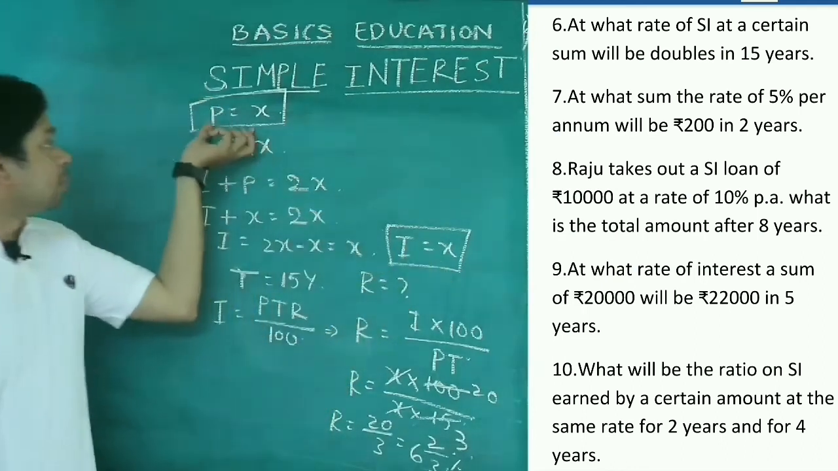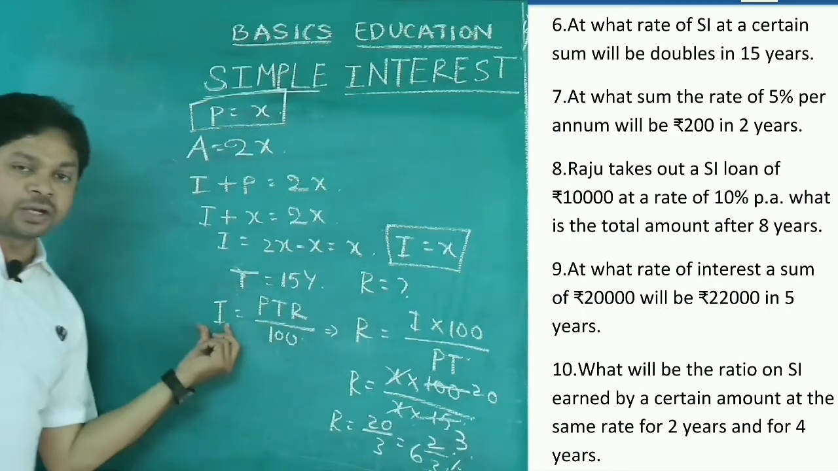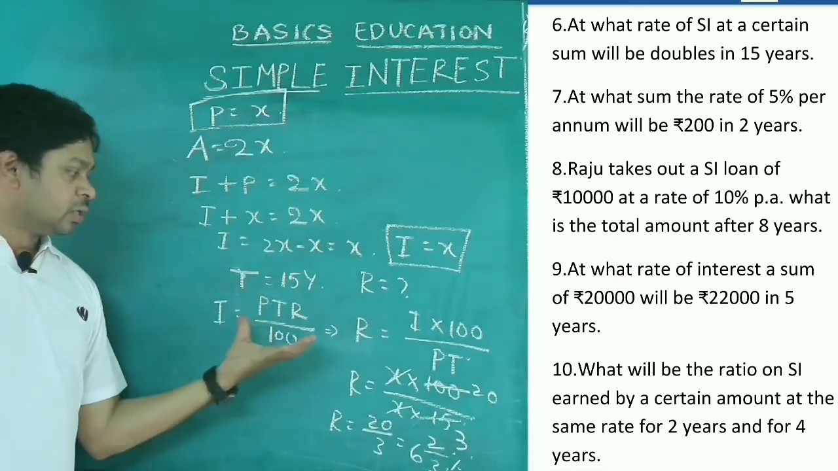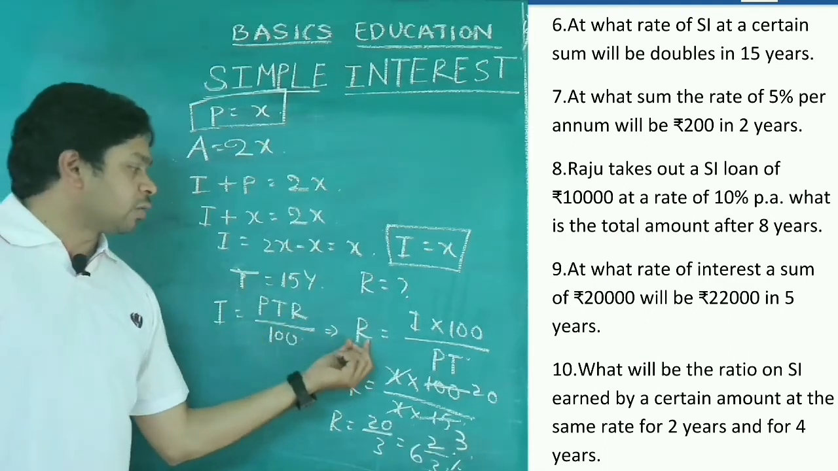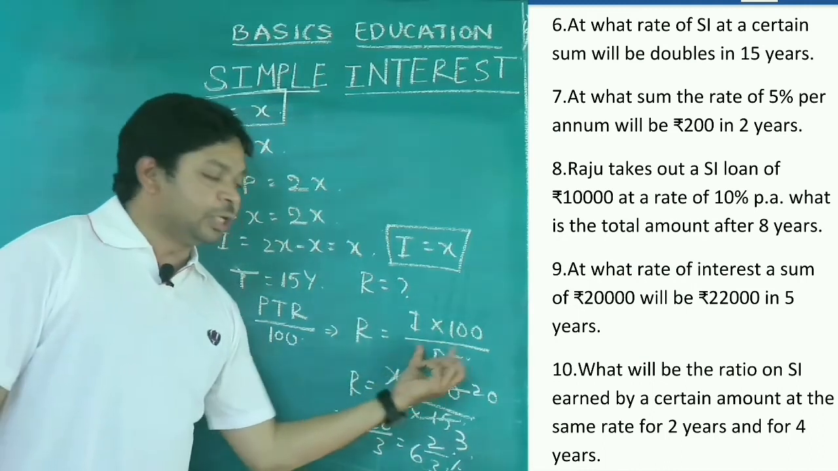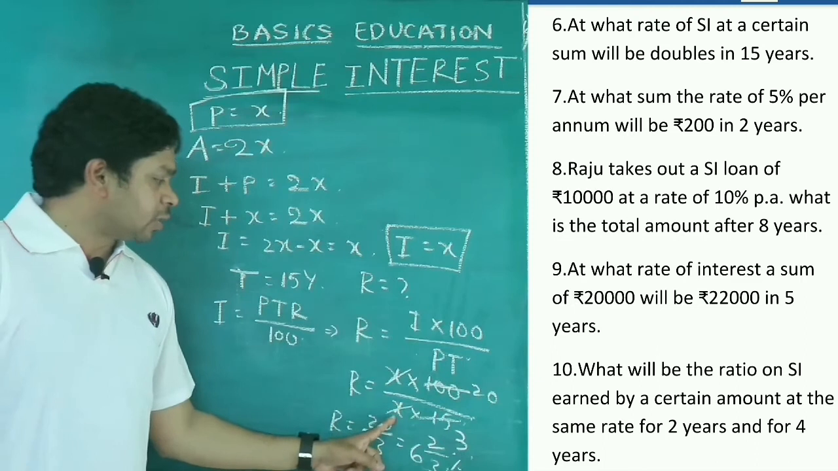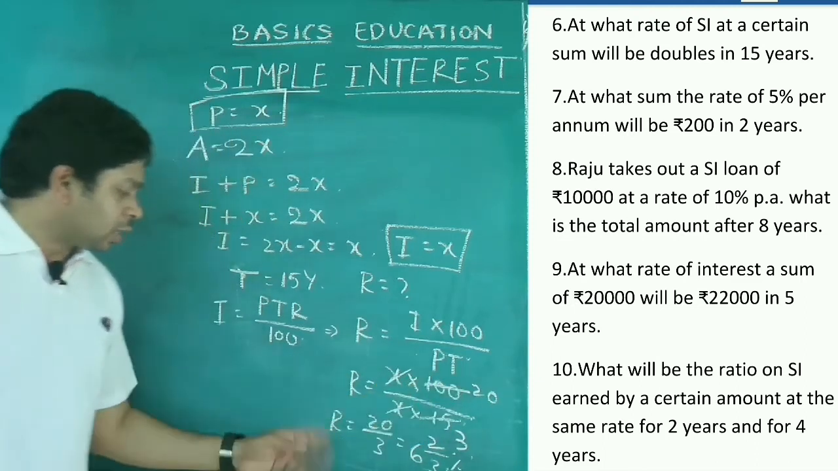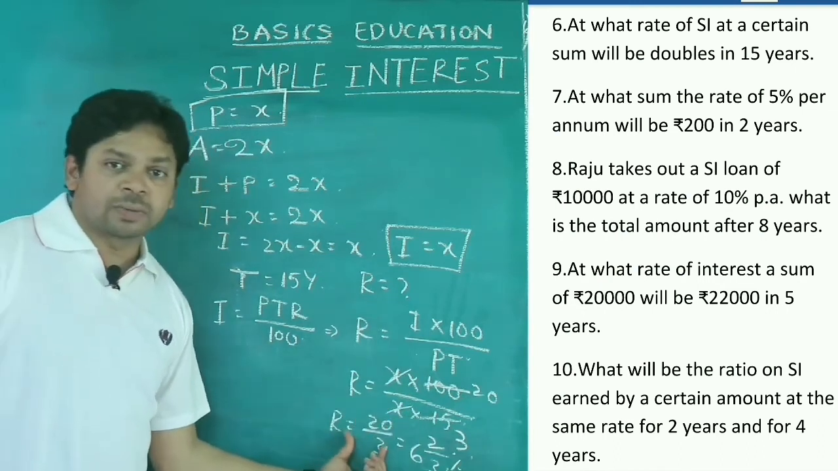So we know the formula, I equals PTR by 100. From the data, T equals 15 years. From the formula we can write R equals I into 100 by P into T. Interest is x, P is also x, and the time is 15 years. By cancellation, R equals 20 by 3. We can write 20 by 3 as 6 2 by 3.